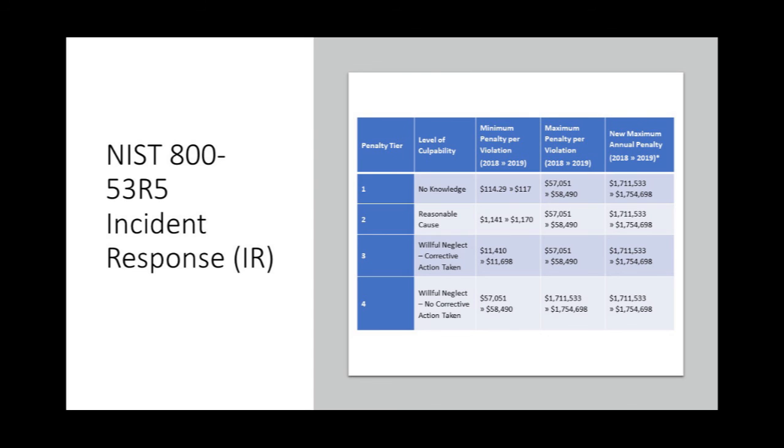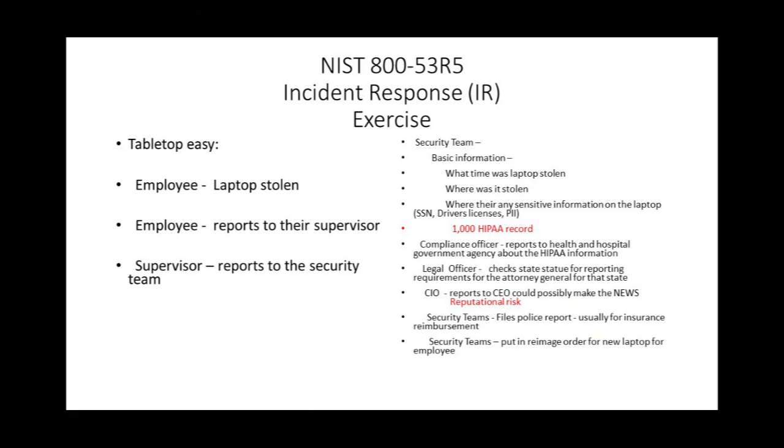That penalty per violation is $58,490. So if you had 100,000 records and you had willful neglect with no action taken, at $58,490 each. The reason you do NIST is to show HIPAA and any organization that you're doing due diligence and due care, and you're not neglectful, so hopefully you would get the lowest penalty, which would be $117 a record and not the $58,000 a record. So that's why we do the risk management framework in NIST, to show that we are doing the things we should do as an organization.